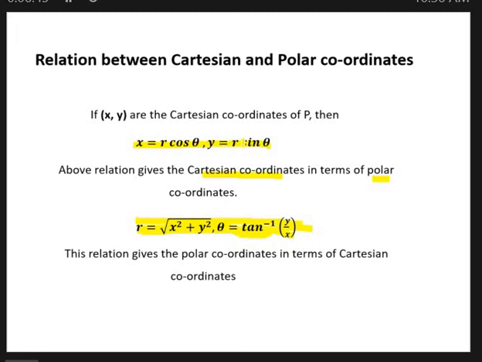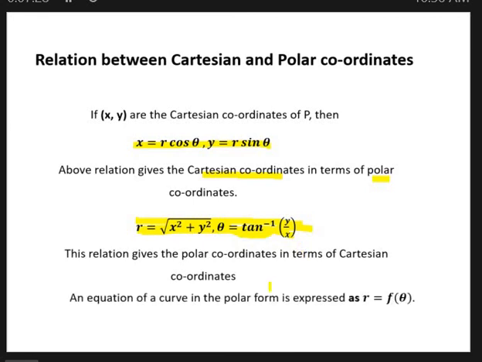Then we get r sin theta by r cos theta. r gets cancelled. Sin theta by cos theta is equal to tan theta. Tan theta is equal to y by x. Therefore, theta is equal to tan inverse of y by x. These two equations give us the polar coordinates in terms of Cartesian coordinates. So, by using these four relations, we can convert the Cartesian coordinates into polar and polar into Cartesian coordinates.